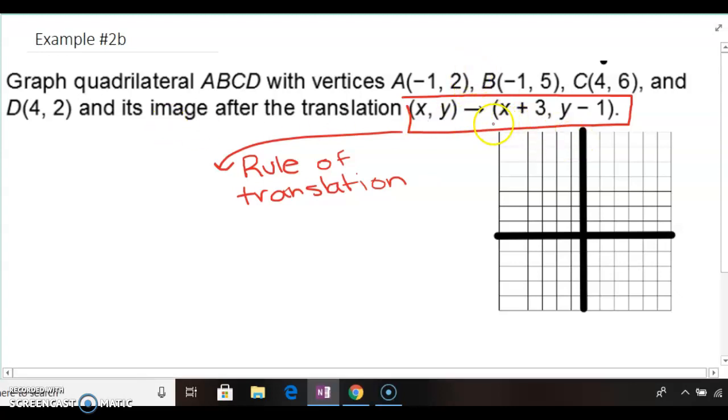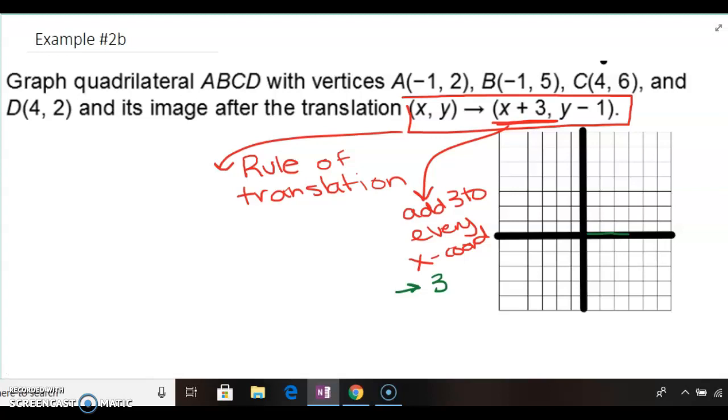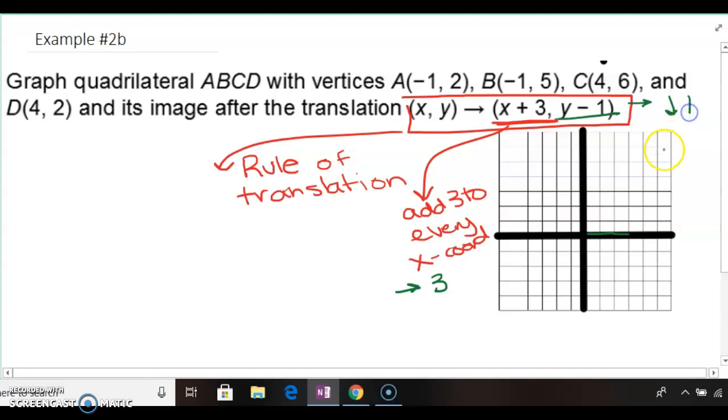Okay, so what this is telling us is we are going to add 3 to every x coordinate. And think of it, if we're adding 3 to every x coordinate, we're going up 1, 2, 3. That means we're really just moving right 3 with every coordinate. And this y minus 1, that means we're subtracting 1 from every y coordinate. So that means we're moving down 1. Okay, so it's the same thing as a vector. It's just written a little differently, a lot differently.